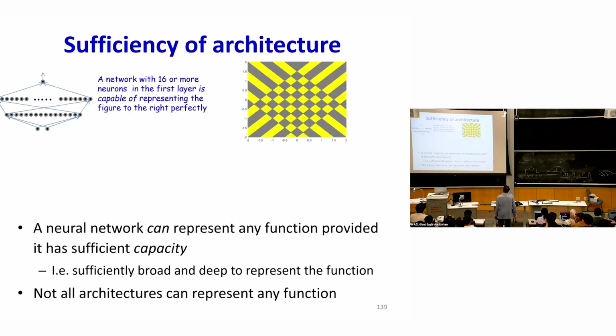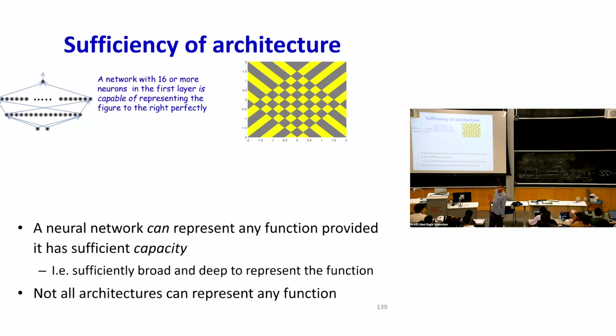So let's go back to this simple net function again. This is the checkerboard composed of 16 lines. I can do this using 16 neurons in the first hidden layer and 40 neurons in the second hidden layer because there are 40 yellow regions. We've already seen that a neural network can represent any function provided it has sufficient capacity. By capacity, we mean it has sufficient depth and sufficient width. But we're going to see that not every architecture can represent every function. There is a limitation. And for this, let's look at this example again.